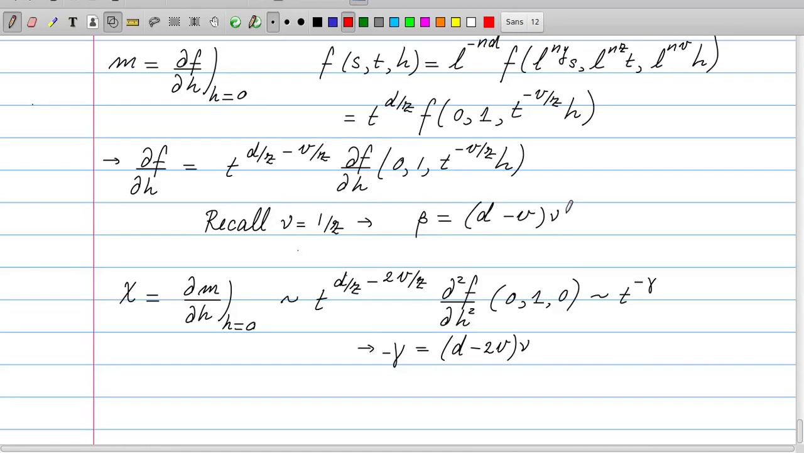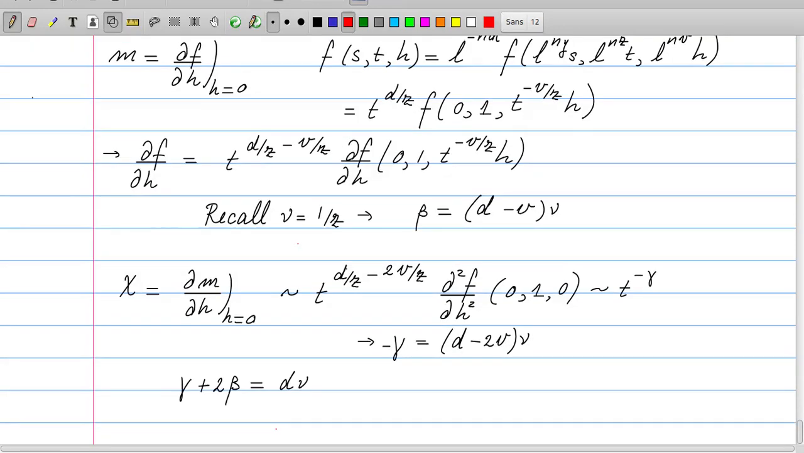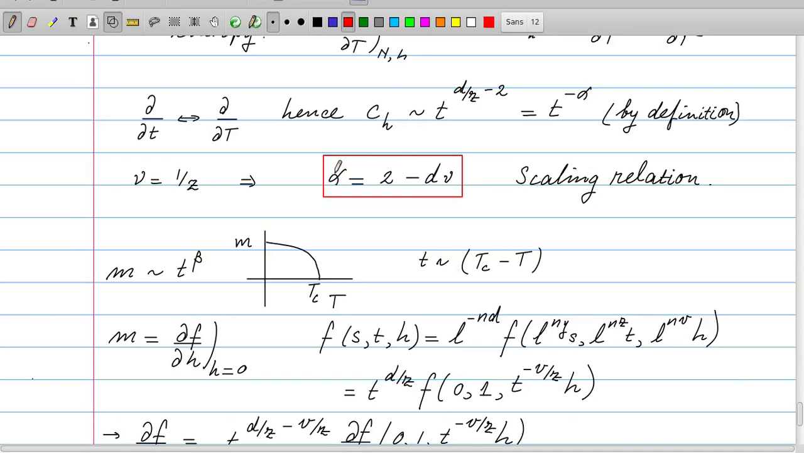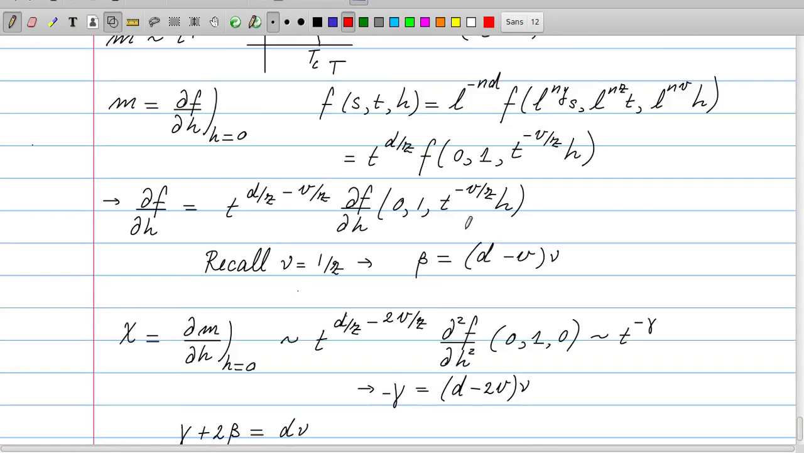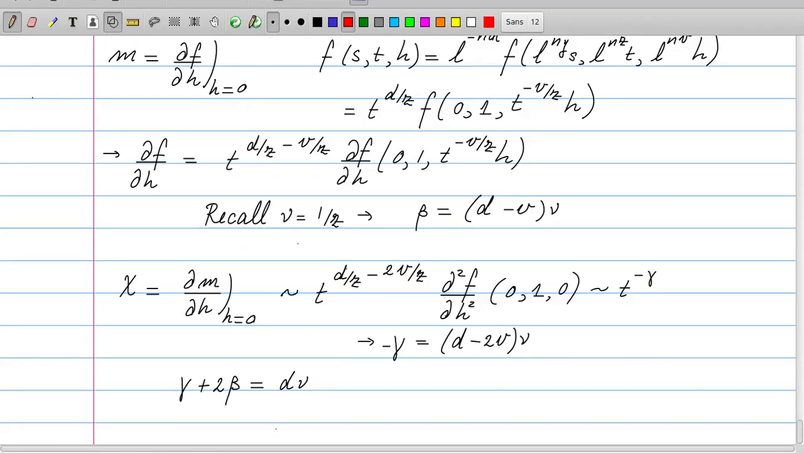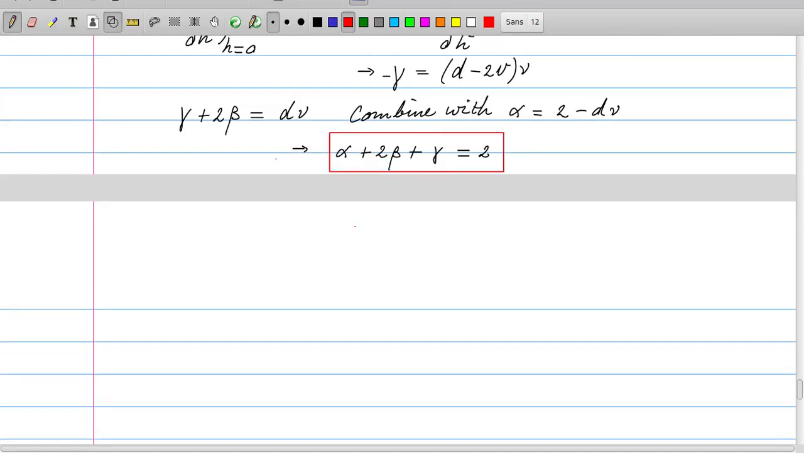And if I take this relation for beta and this relation for gamma and I combine them in a clever way, then I can eliminate the v and I find the following scaling relation: gamma plus 2 beta is d nu. But I can combine that with the previous scaling relation, alpha is 2 minus d nu, and that's the form in which this scaling relation is usually presented.